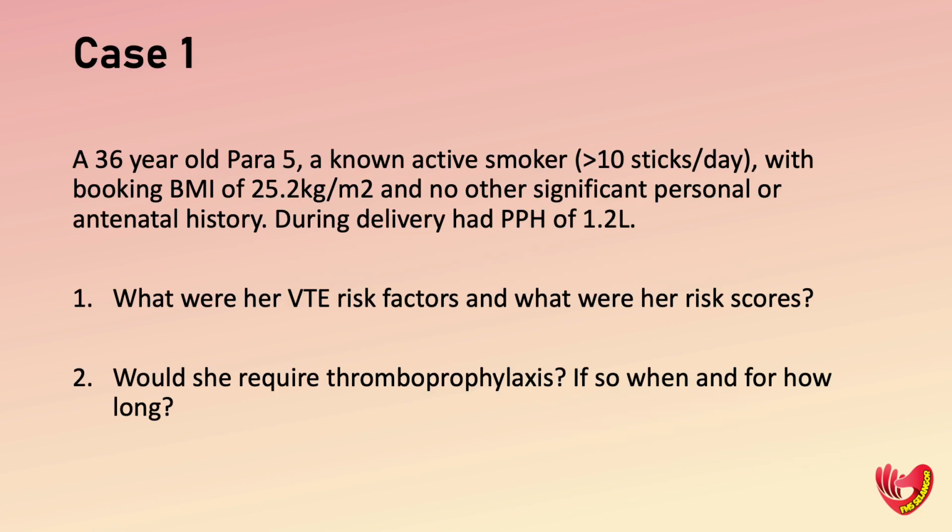First case. A 36-year-old lady, para 5, is a known active smoker who takes more than 10 cigarettes per day, with booking BMI of 25.2 and no other significant personal or antenatal history. During delivery, she had postpartum hemorrhage, losing 1.2 liters of blood. First question. What were her VTE risk factors and what were her risk scores? You may write down your answers now.